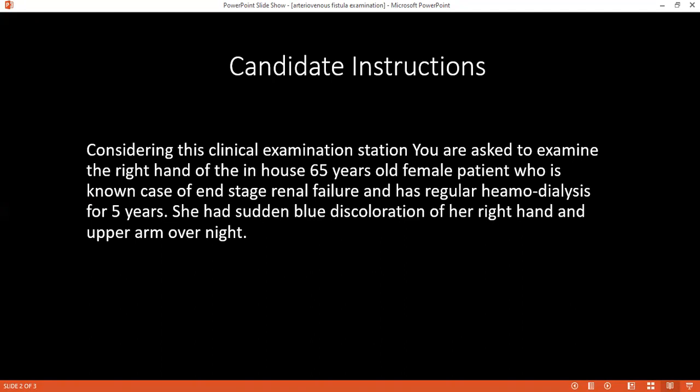Okay. So if you have read and understood, considering it a clinical examination station, kindly begin.